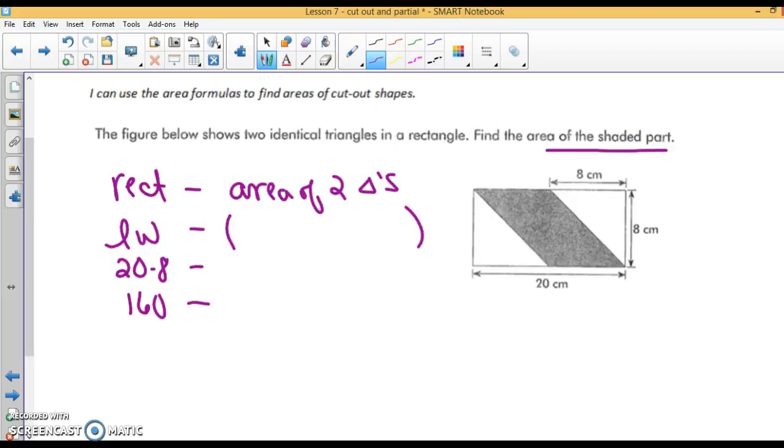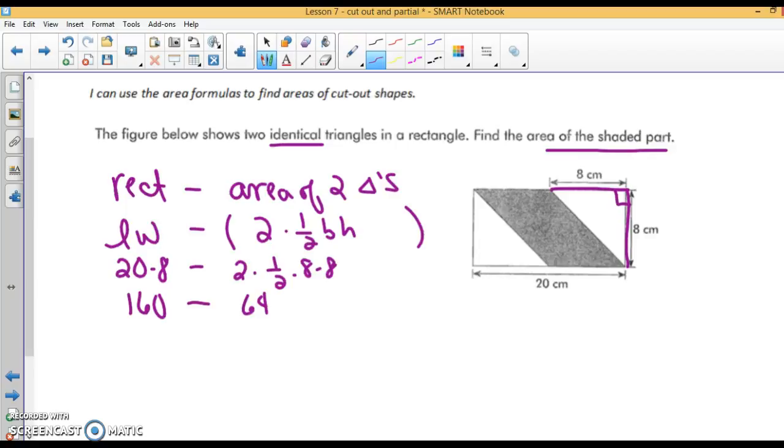I'm going to do my two triangles separate. Oh, it says two identical triangles. So 2 times 1/2 base times height, because I've got two of them. 1/2 base times height is my formula for a triangle. Well, look here. The base and the height of that triangle are both 8. So 2 times 1/2 times 8 times 8 is going to give me 64.